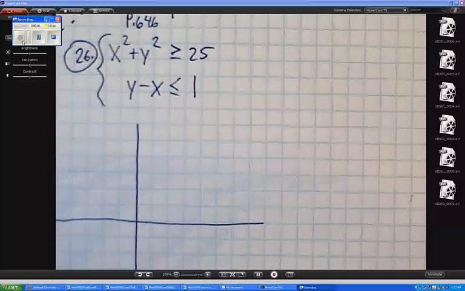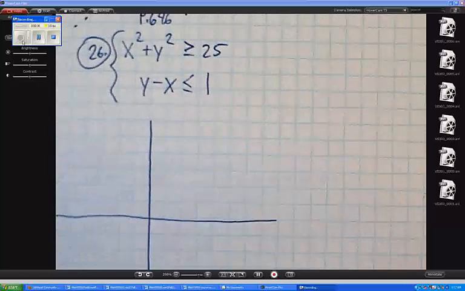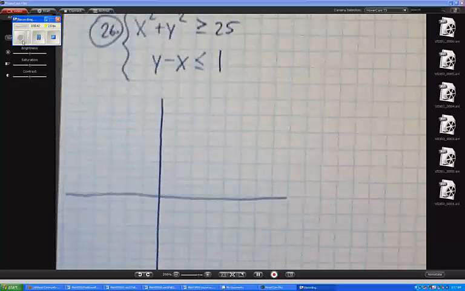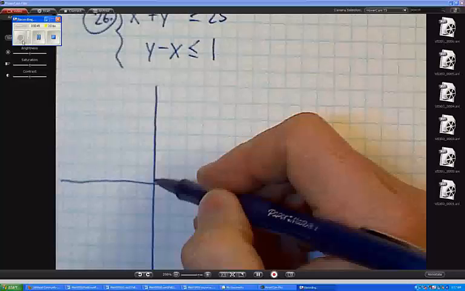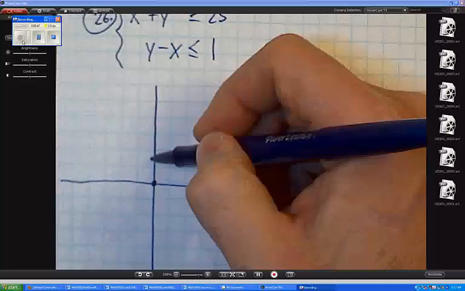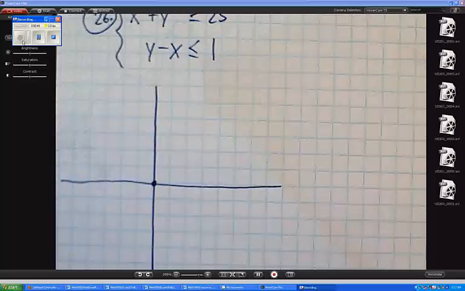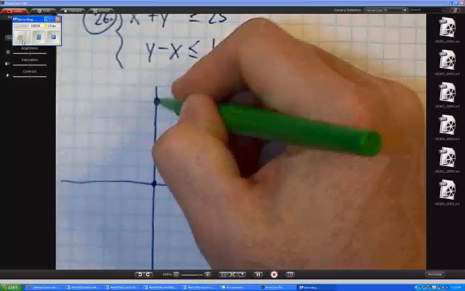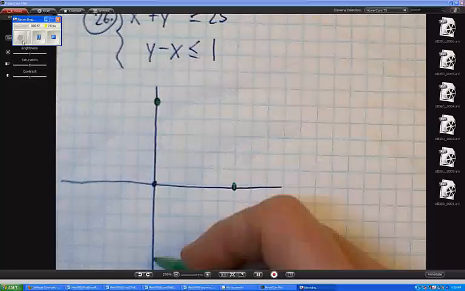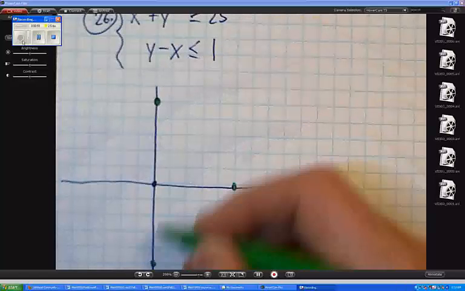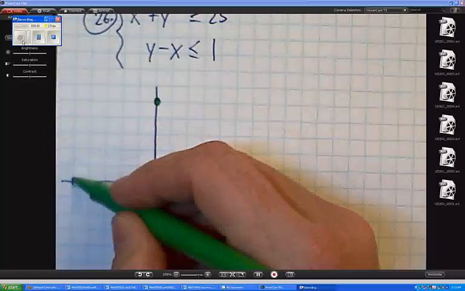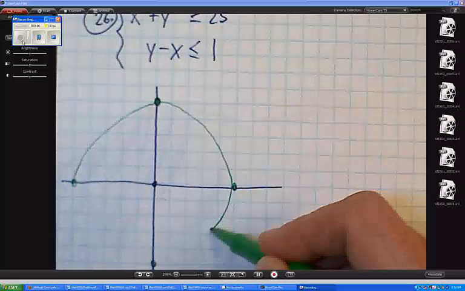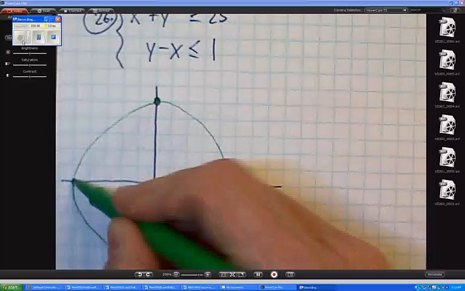So let's see. I know if that first inequality said equals, it would be a circle of radius 5. I'm going to go ahead and sketch that. Here's my center 0, 0. So let's see if I go up 1, 2, 3, 4, 5. And I'll sketch it in green. At that point, that point, that point, and that point. So there it is.